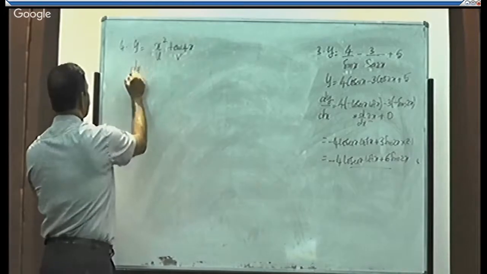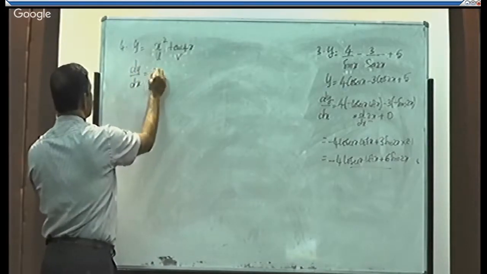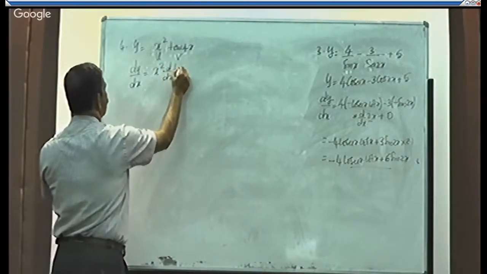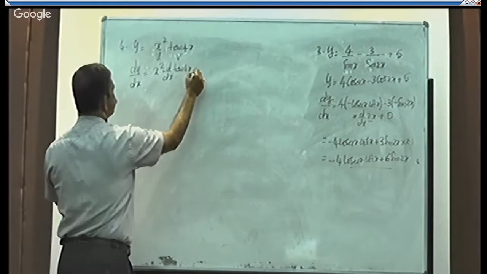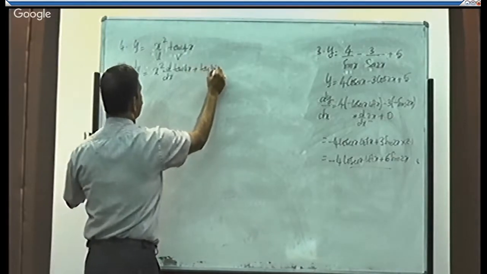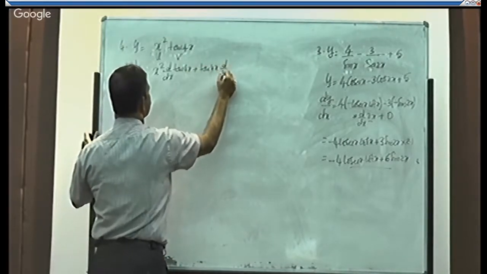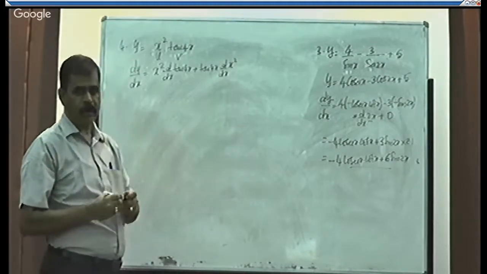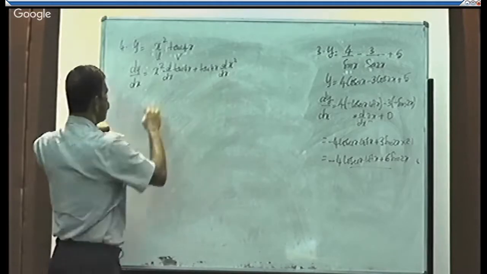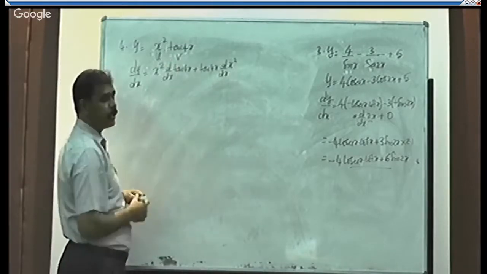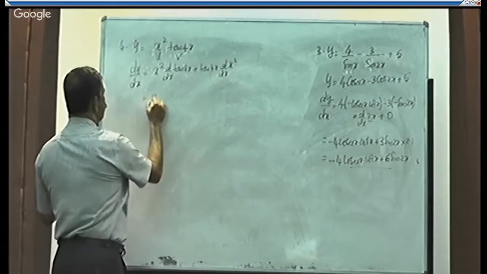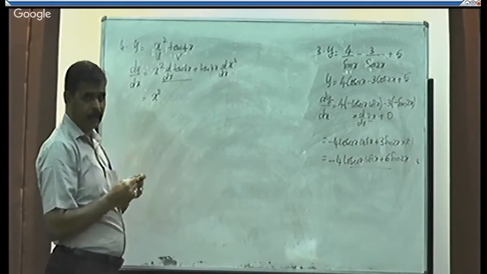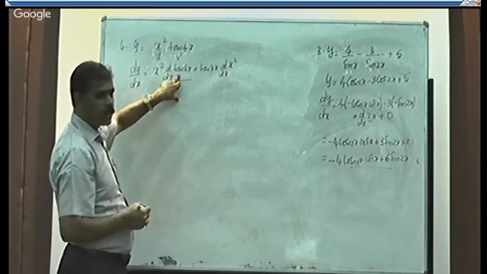Differentiation by product rule. See, dy by dx is u into d by dx of tan 4x plus tan 4x into d by dx of x square. I have just written according to the product rule. Now, wherever we have d by dx, only that term has to be differentiated. Keep x square as it is. We have differentiation of tan 4x. Here we should recall the chain rule.